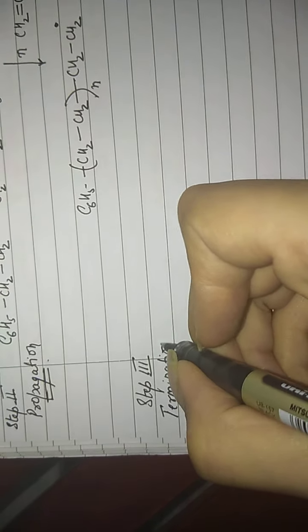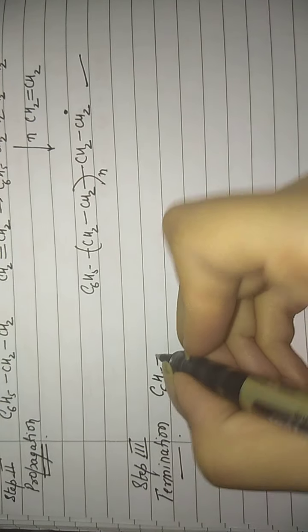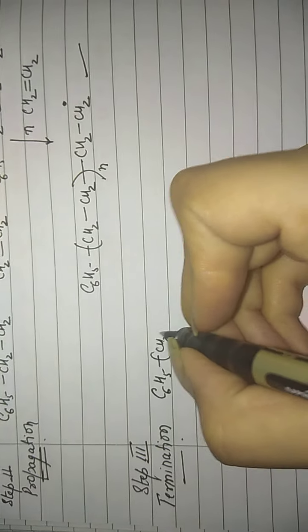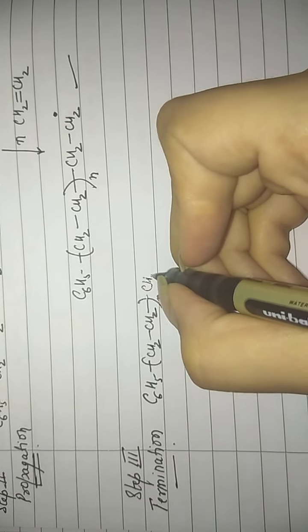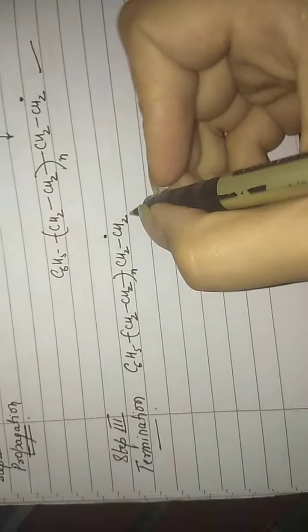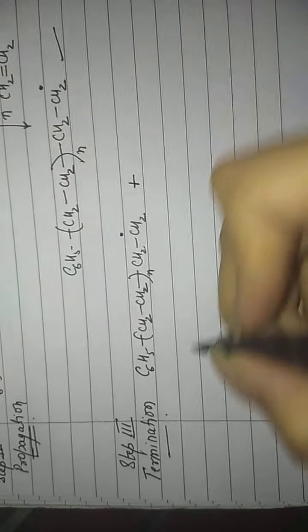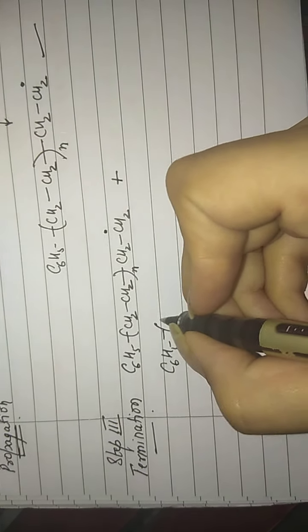That is step 3, which is called chain termination. How can I terminate this particular chain? How can I stop this chain from getting longer and longer? I am going to add two such chains to each other. How? One this and another chain.